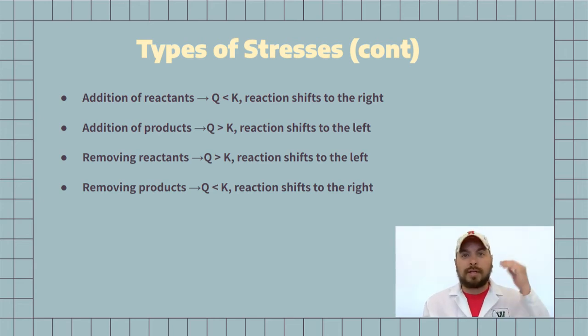We can think of it in terms of kinetics, that's conceptual, but we always have to describe it in the Q versus K framework. Again, if Q is greater than K, what's going to happen is the entire reaction is going to shift in the reverse direction. If Q is less than K, the entire reaction is going to shift in the forward direction.